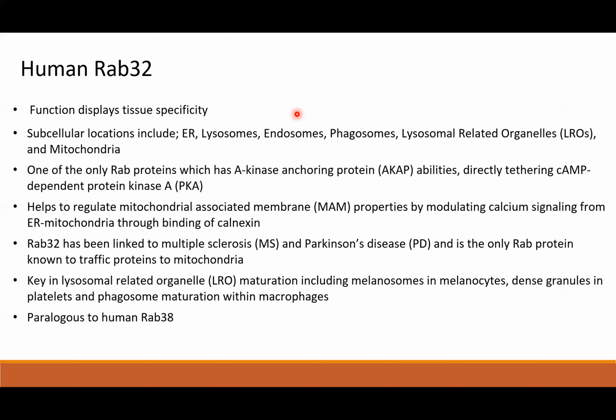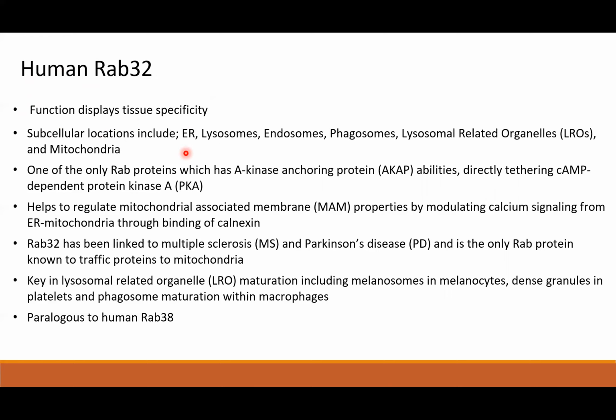So the main focus of this study is to put some emphasis on Dictyostelium's Rab32C, which is homologous to the human Rab32. So why do we want to study Rab32C in Dictyostelium? Because the human one is quite important, and a lot of information has recently come out regarding this protein. Within humans, it displays extreme tissue specificity. So what does that mean? That means it has a different function depending upon the tissue it is found in. So its function in the brain is different than its function in the skin.